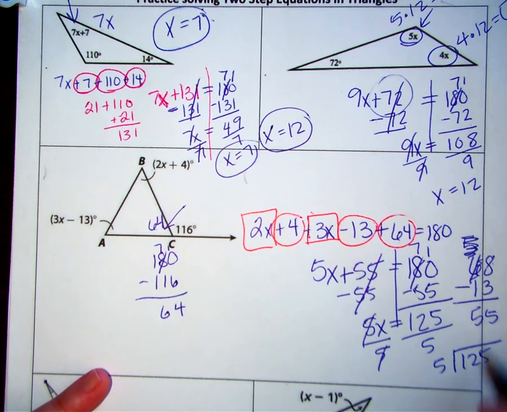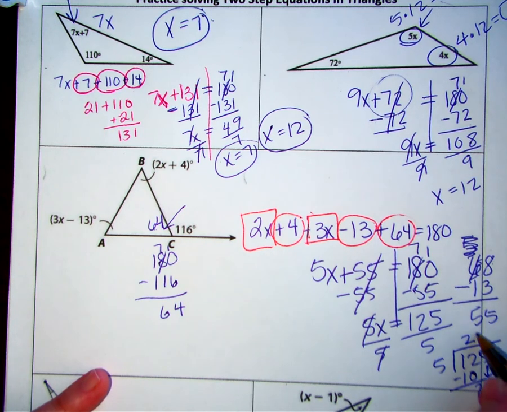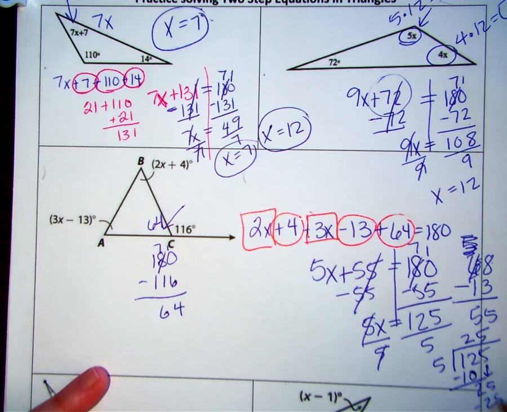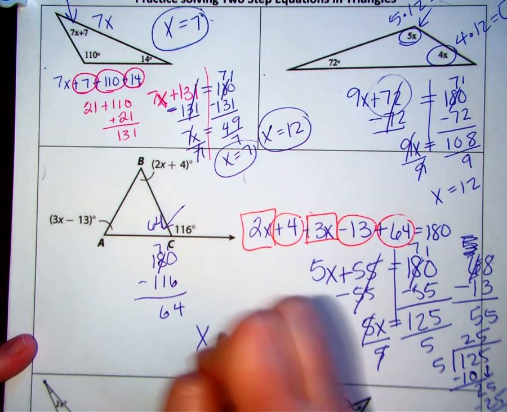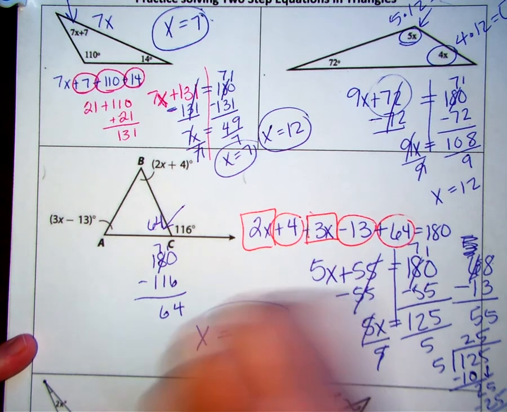So 5 can go into 12 2 times. And then you get a 2 as a remainder. And then you bring down your 5. 5 can go into 25 5 times. All right, so that means x is 25.